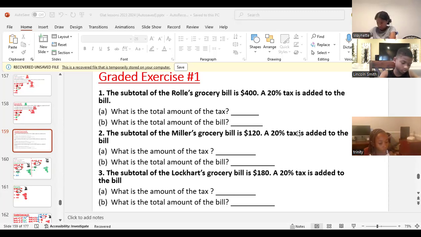Where is Winette? Winette, what number you on? Yes, ma'am, Mr. Petit. Braden, do you need an example? Yes, sir. Okay, let me put the example in the chat. Yes, Trinity? So, for number one, I take away 2 zeros, right? Yes, that's correct.